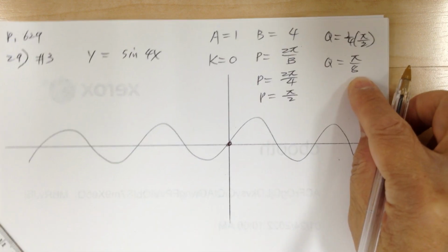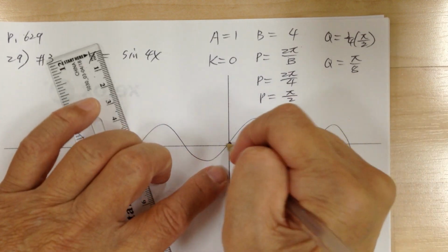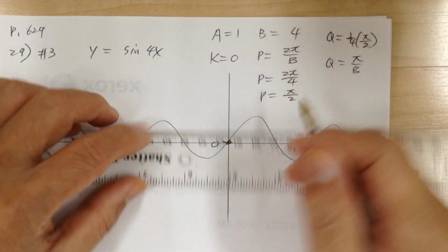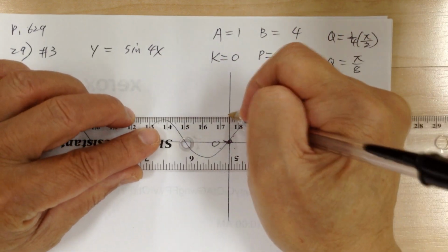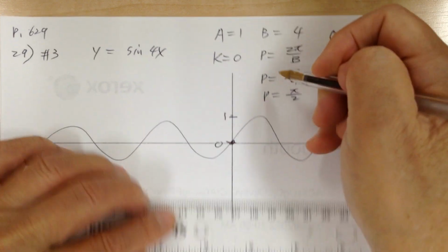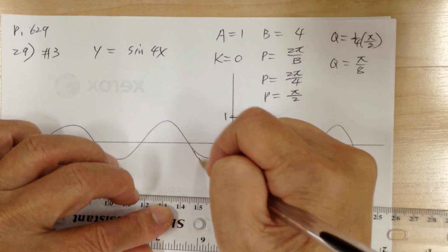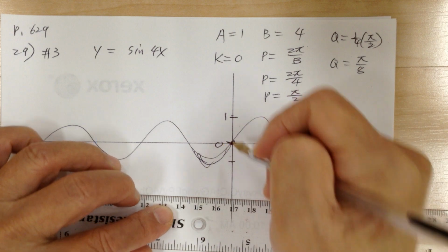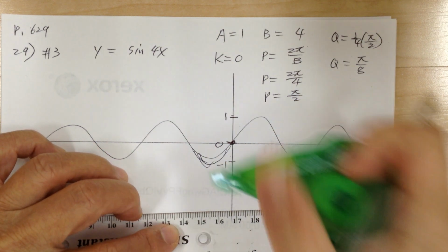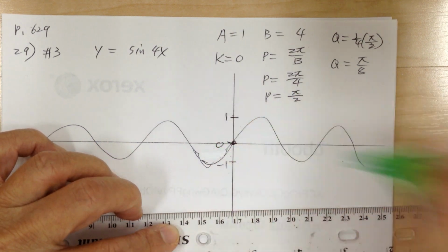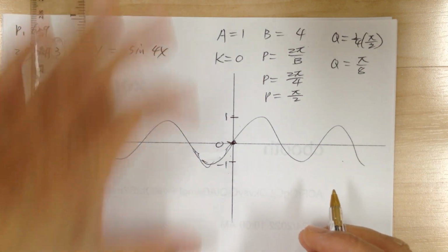Okay, so get all this information. So start at 0. Your a equal to 1. So you go up 1 and you go down. This one should be more like this. So this will be -1. Okay, so you're done with the y.